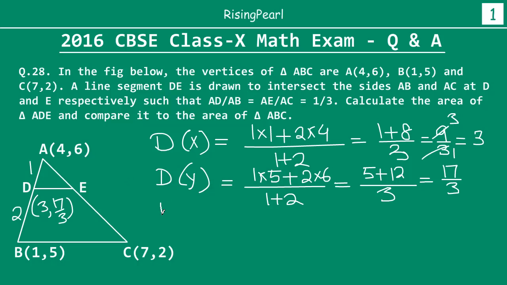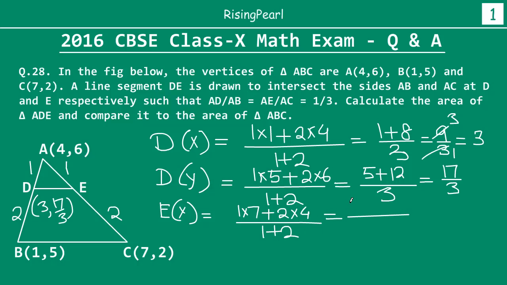So similarly, we can find out the x coordinate for point E. Again, AE is one part and CE is two parts, because AE by AC is 1:3. So the x coordinate will be 1 times 7 plus 2 times 4, by 1 plus 2, which is 7 plus 8 is 15 by 3, or 5. So the x coordinate is 5.